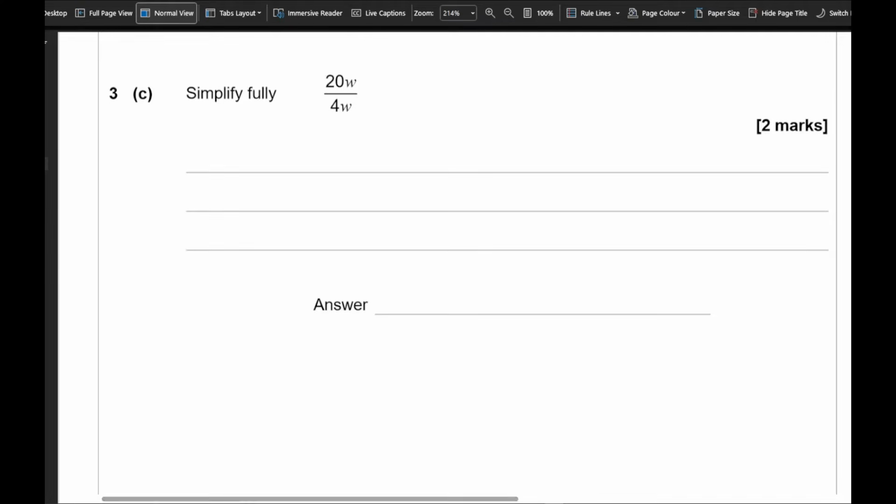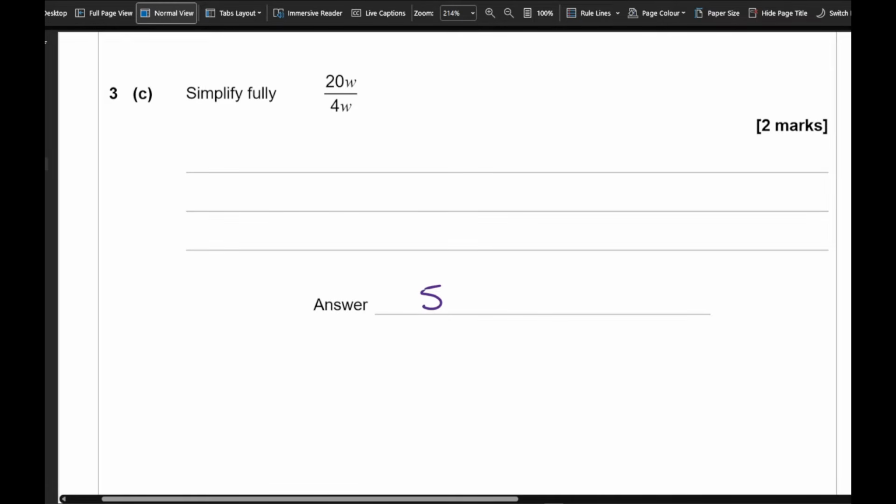Then for 3c, it says simplify fully. So for this we divide the numbers, so 20 divided by 4 is 5 and w divided by w is 1, so the answer is just 5.